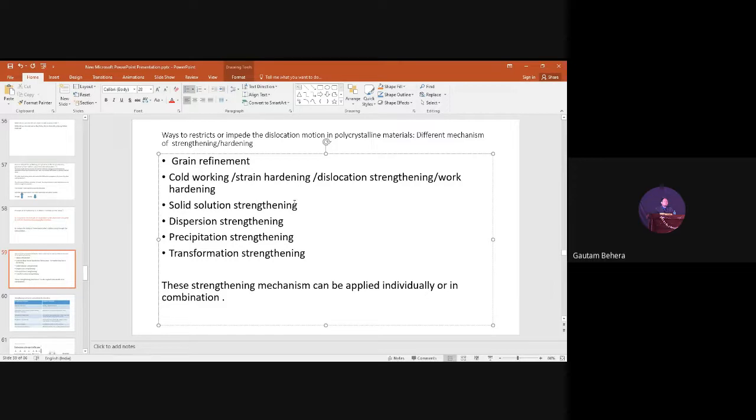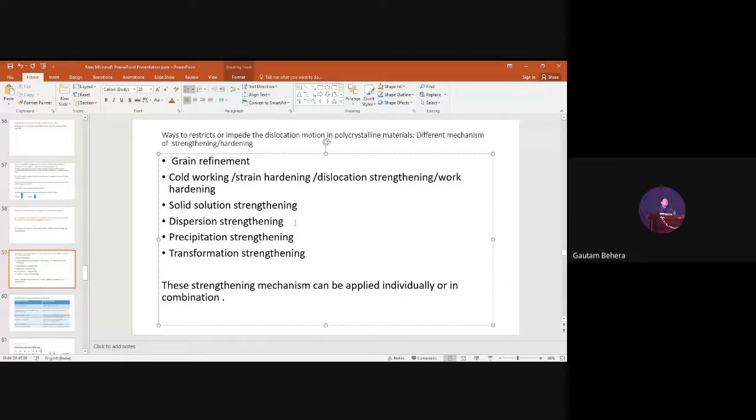Then solid solution strengthening. Solid solution strengthening means adding solute atoms, alloying elements. It may be interstitial atoms, it may be substitutional atoms, right? Suppose for example, nickel is added to the iron, it will increase the strength, or simply by adding carbon into the steel, right?